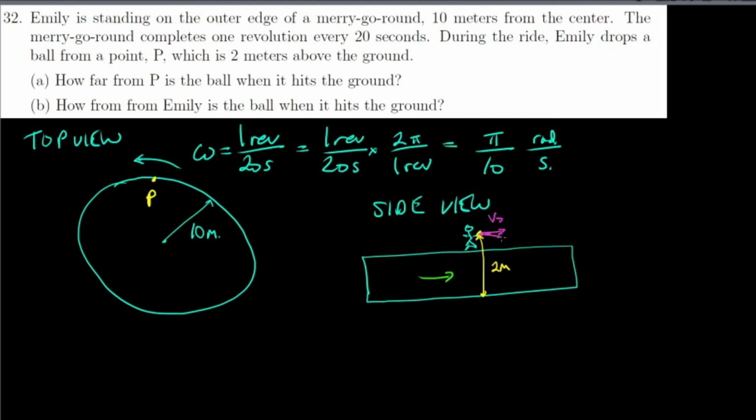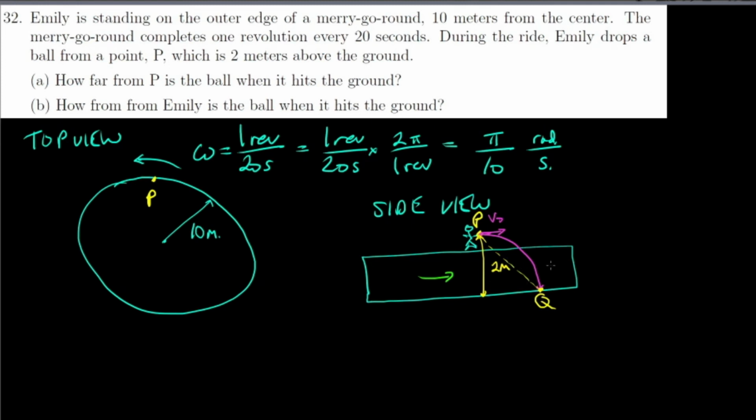So what happens after you release the ball? It takes a parabolic trajectory. Okay? So remember, point P is the point of release. So the question A is, how far from P is the ball when it hits the ground? So here, let's call this point Q, where it hits the ground. So what's that distance? The distance between P and Q.